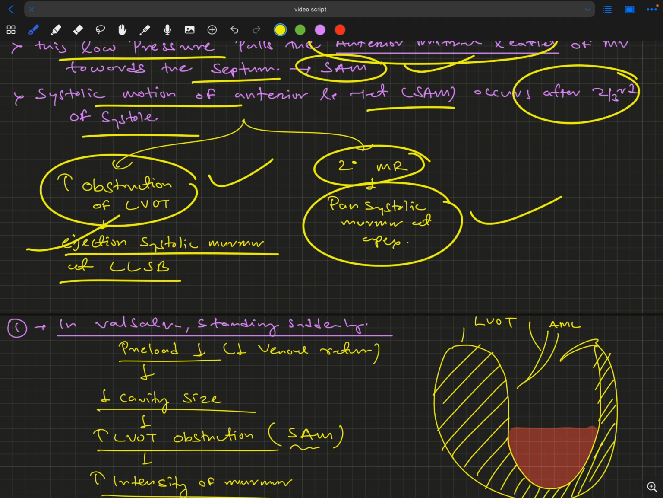So what types of murmurs can be heard in HOCM? One is due to obstruction of the LVOT, that is an ejection systolic murmur at the lower left sternal border. Second is due to secondary MR development, that is a pansystolic murmur at the apex or mitral area.